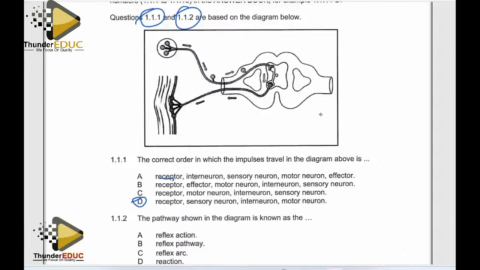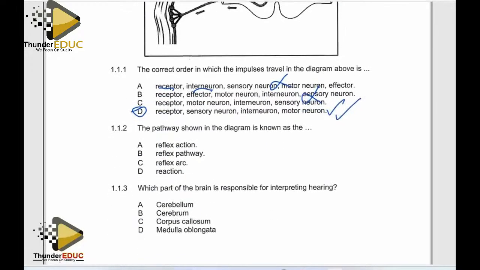Why? Because you can't start with the receptor and go to the interneuron. So that's what makes it wrong. The receptor, then the effector. You can't start from the effector and then go to the receptor, then effector. Then it goes out, then the receptor, then motor neuron. Still, they are not connected in any way. Therefore, the most correct answer is D. So you get those 2 marks.